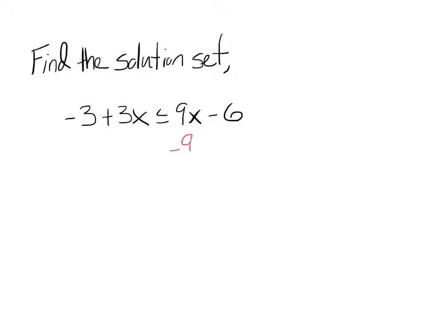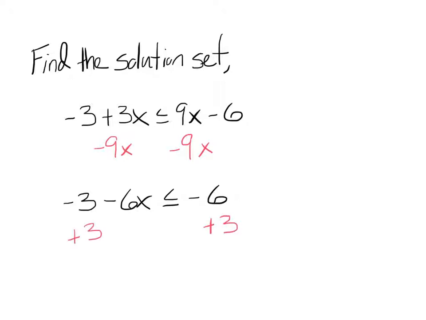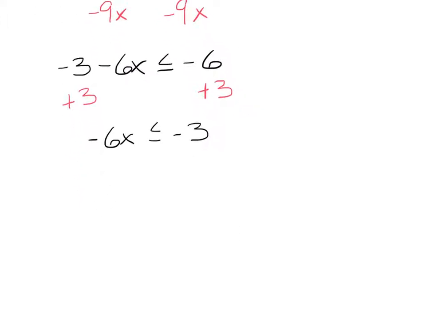So I'm going to subtract 9x from both sides of this inequality. When I do that, what I'll get is negative 3 minus 6x is less than or equal to negative 6. Then I'll add 3 to both sides to get negative 6x is less than or equal to negative 3. And then I'm trying to get x by itself, so I'm going to divide both sides of this inequality by negative 6.